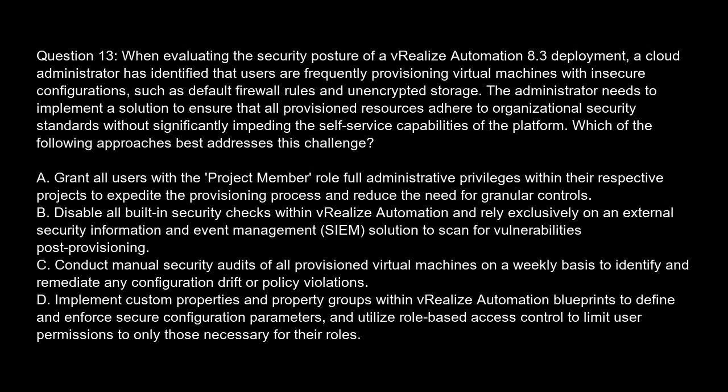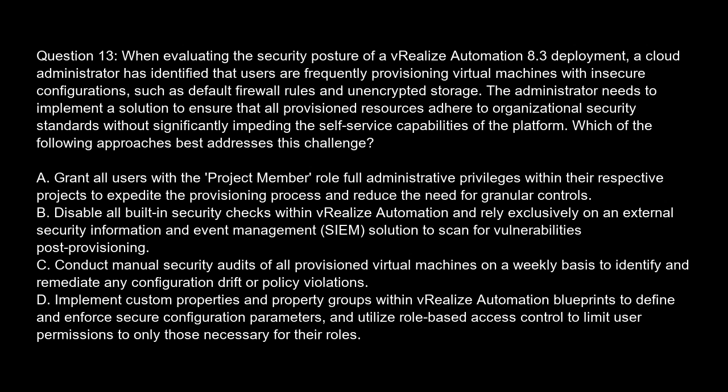Option A. Grant all users with the project member role full administrative privileges within their respective projects to expedite the provisioning process and reduce the need for granular controls. Option B. Disable all built-in security checks within vRealize Automation and rely exclusively on an external security information and event management solution to scan for vulnerabilities post-provisioning.